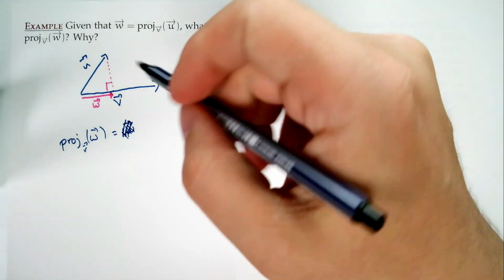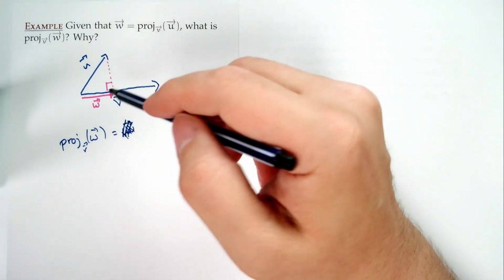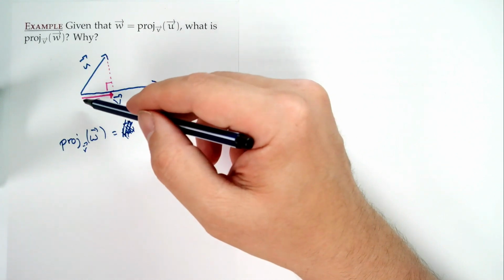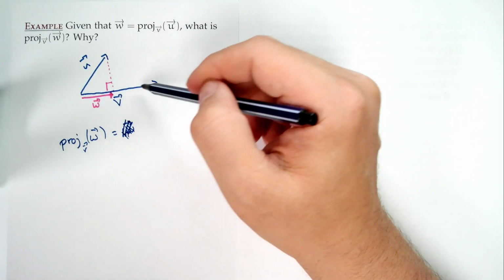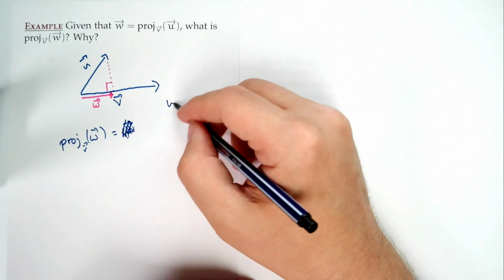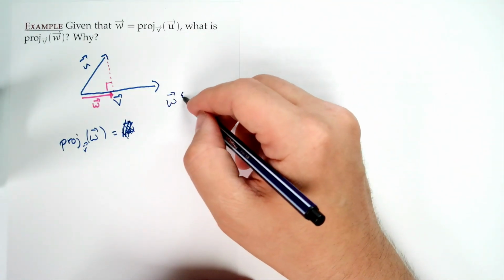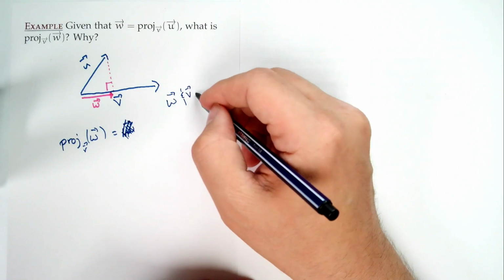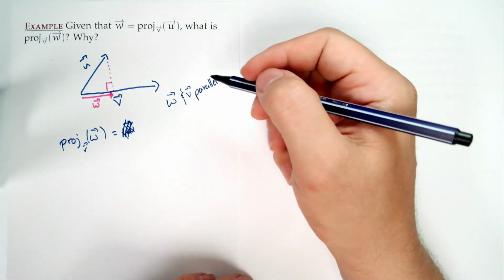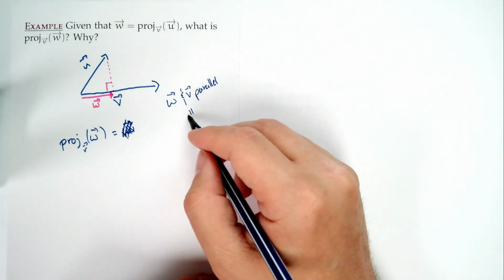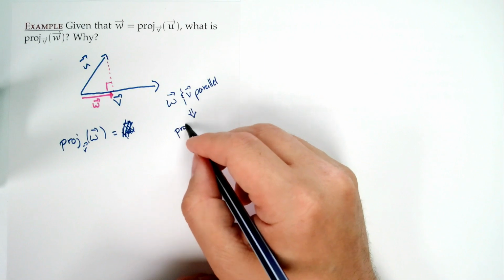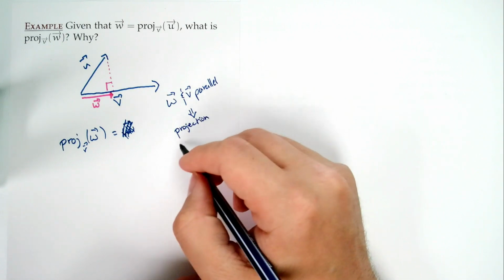Well, what do we need? We need to have that the projection is going onto V. Well, notice, where do W and V point? See, W and V are parallel. So if W and V are parallel, then if I project, I already have the right direction, and so the projection stays the same. The projection does not change your vector.